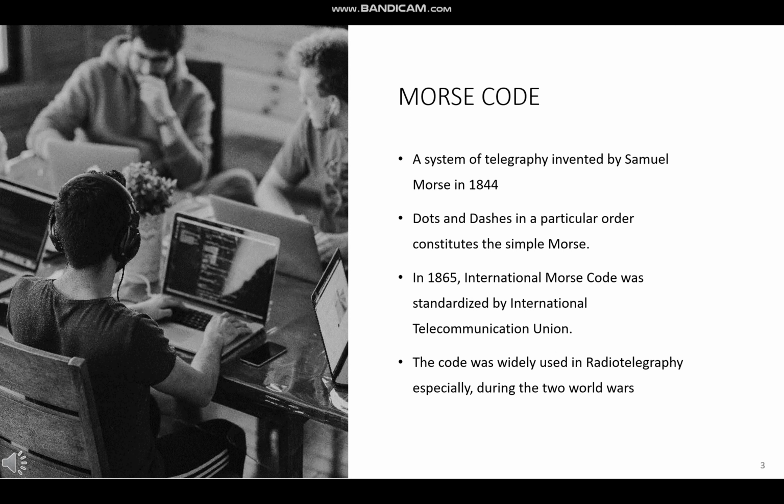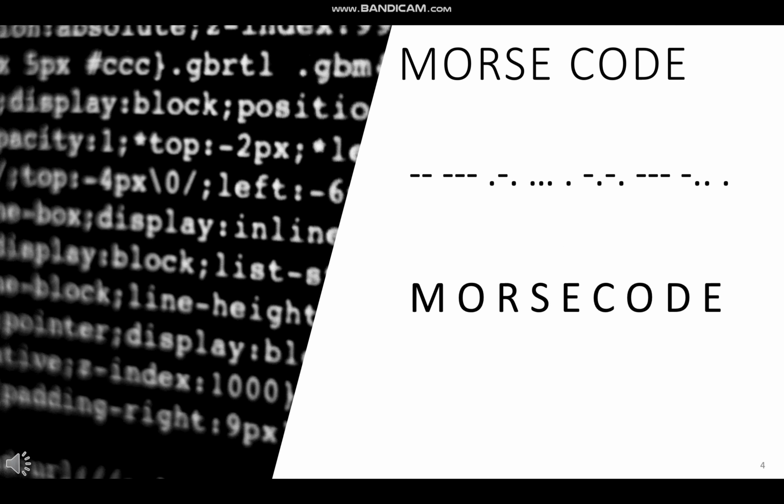Let us first understand what Morse code is. It is a system of telegraphy invented by Samuel Morse in 1844. Dots and dashes in a particular order constitute the simple Morse. In 1865, International Morse code was standardized by the International Telecommunication Union. The code was widely used in radio telegraphy, especially during the two world wars. Here is Morse code written in Morse code.